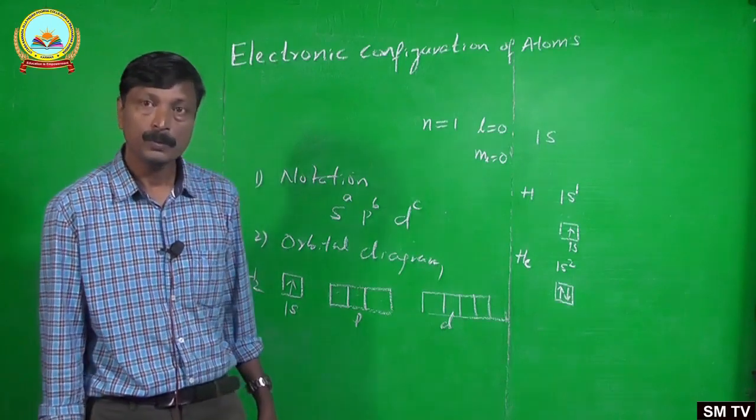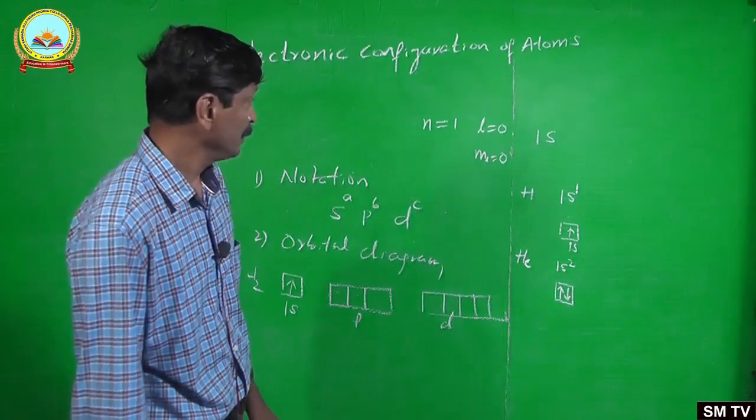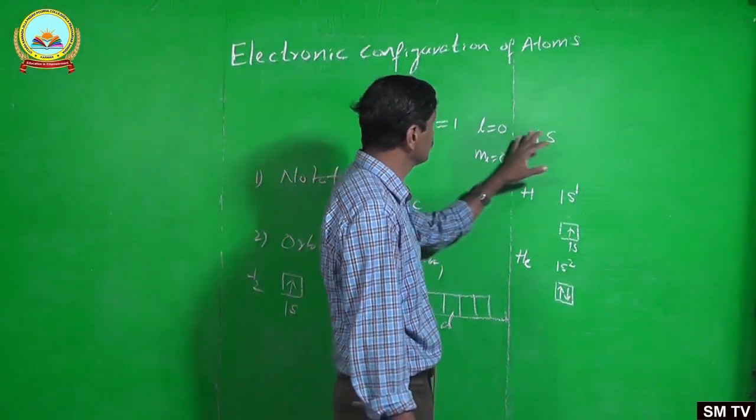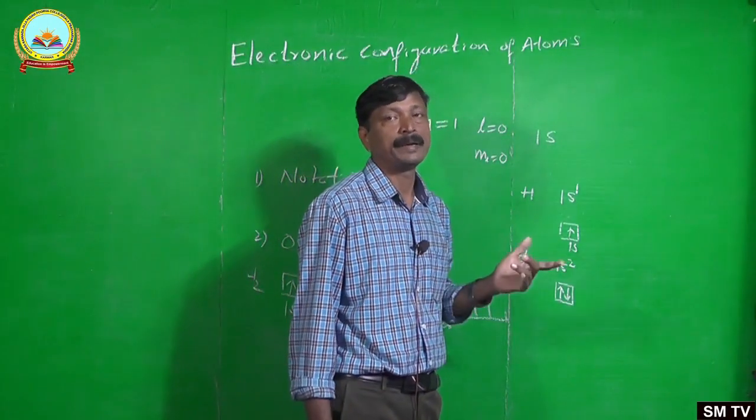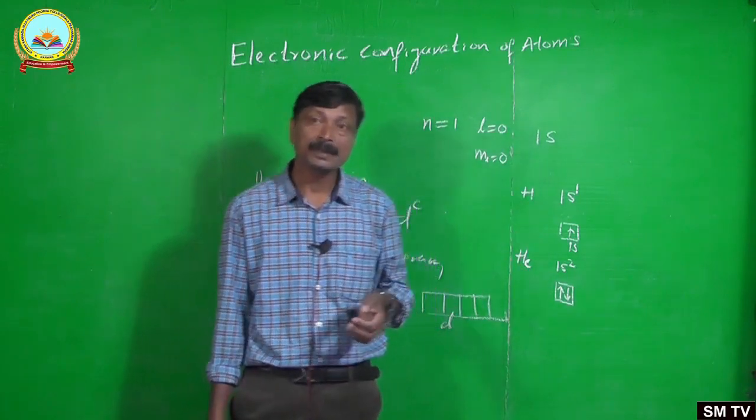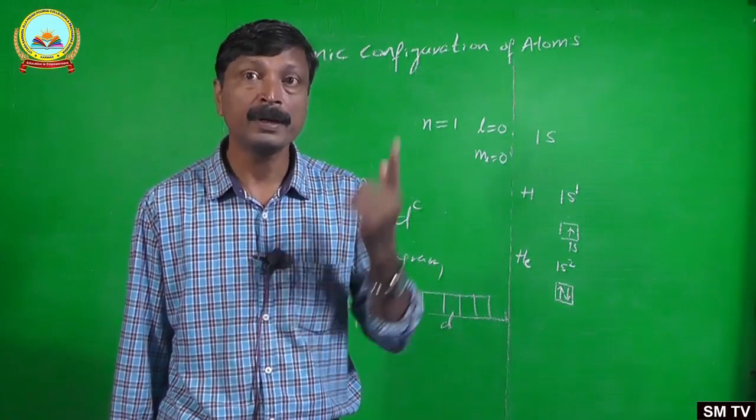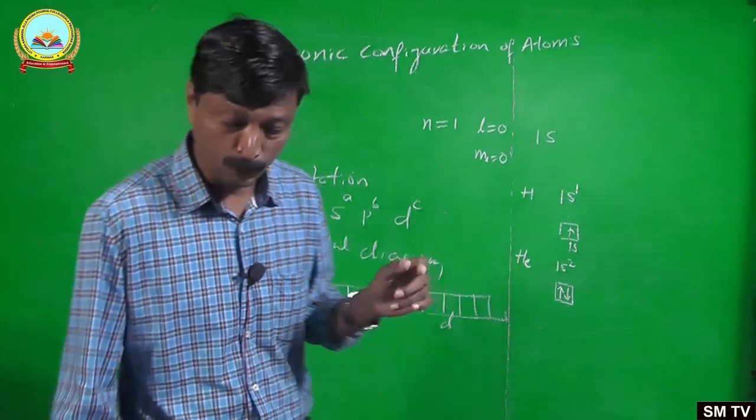Now, lithium, atomic number 3. The first principal quantum number is filled up. The atomic number of lithium is 3, which means the third electron has to go to which principal quantum number? The principal quantum number 2.